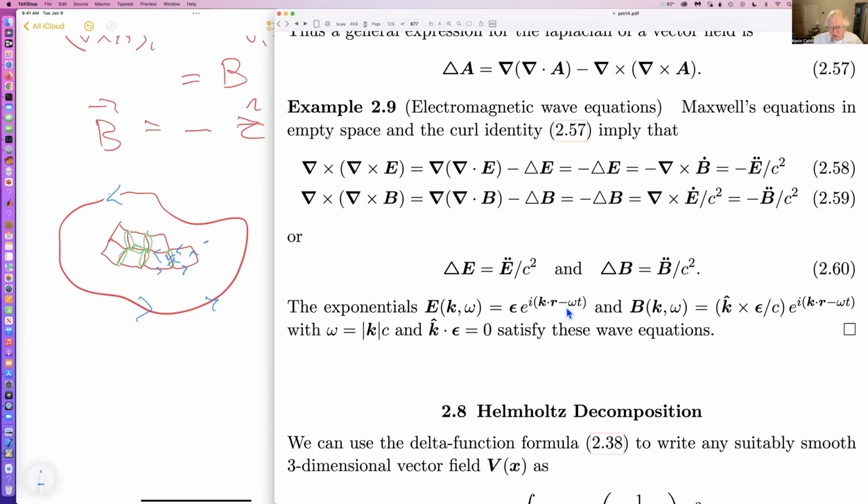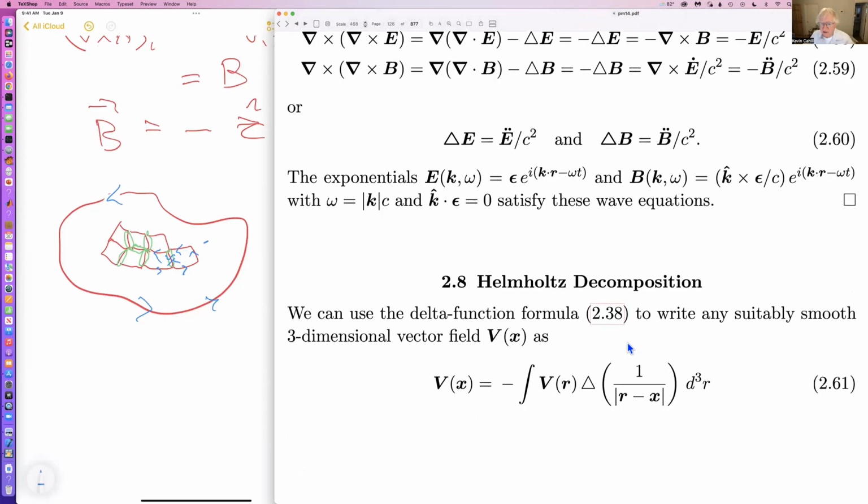Well, for a light wave you do, so a plane wave you do. All right. Anyway, let's go with k hat dot epsilon, or k dot epsilon equal to 0.